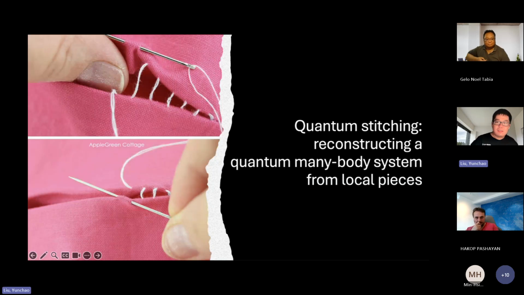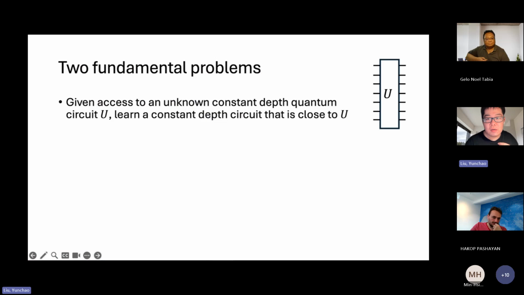Okay, so the techniques that I will show you are called quantum stitching. It is really about efficiently reconstructing a quantum many-body system from local pieces. As we will see, it is essentially a quantum version of this picture shown on the left-hand side. Let's start by introducing these two fundamental problems in quantum complexity theory and quantum learning.